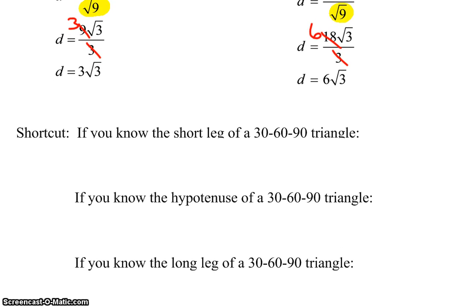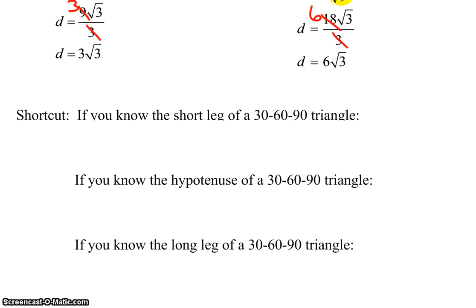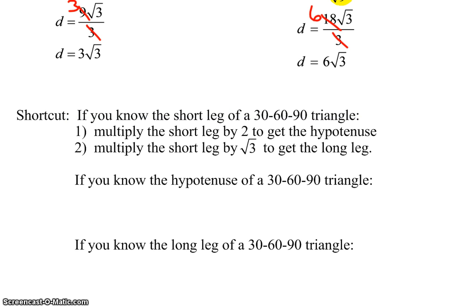You can actually do this by a shortcut. On 30, 60, 90 triangles, you have to know a few different things. One is that if you know the short leg, then you can find the hypotenuse simply by multiplying the short leg by 2, and you can find the long leg by multiplying the short leg by the square root of 3.